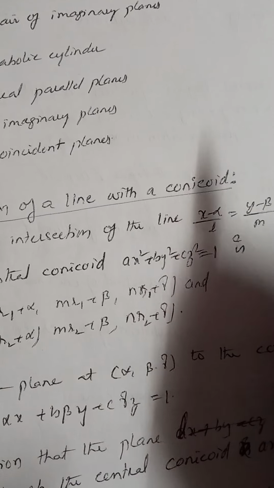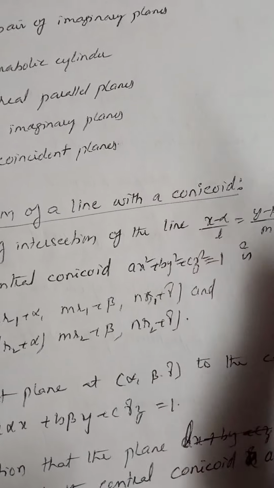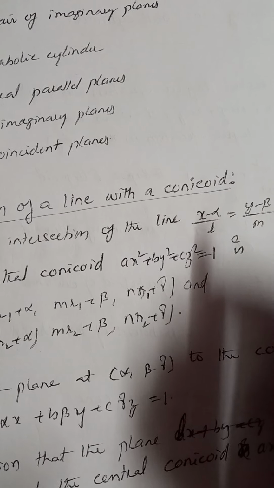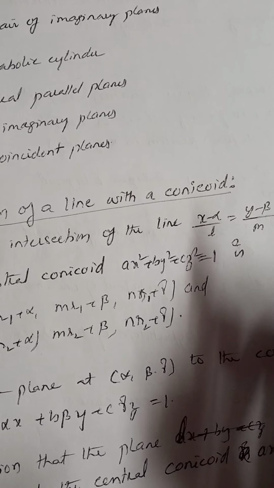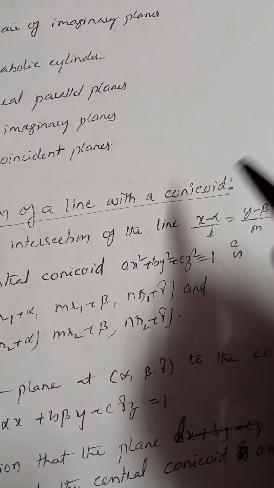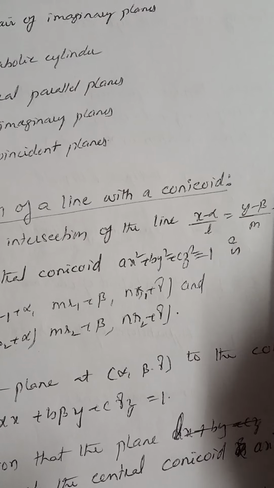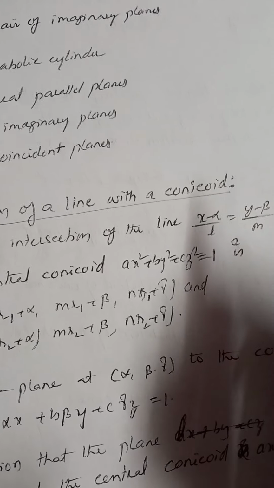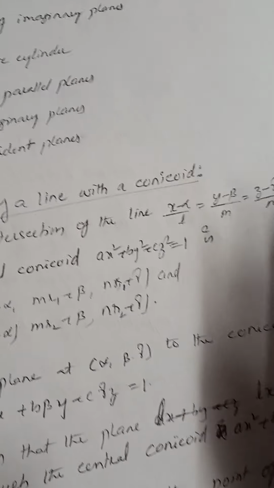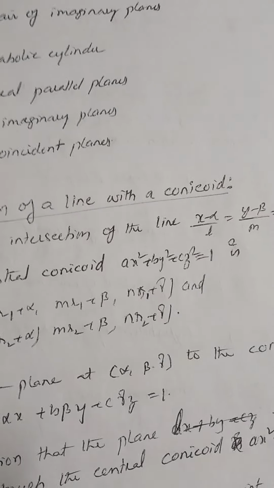What is the procedure to find the points of intersection? We have to find an arbitrary point on the line. How? We equate the equation of the given line to t or small r. From there you will get x, y, z values. Those values are called the coordinates of a random point on the line.